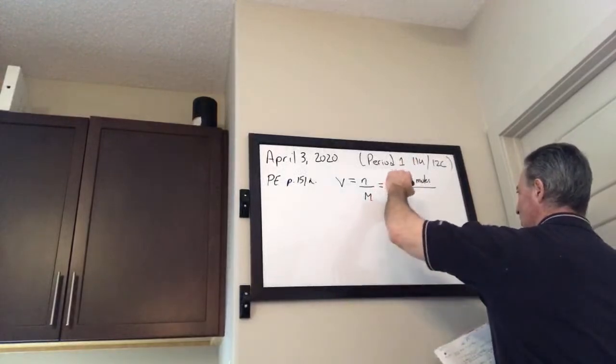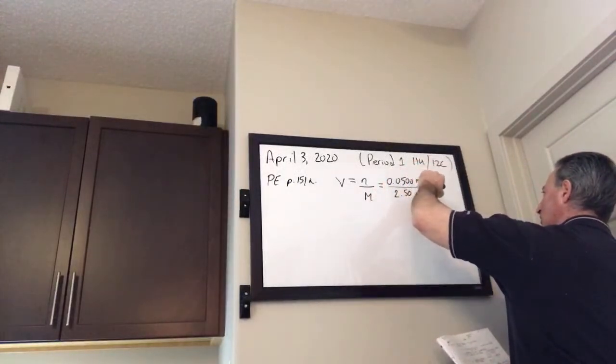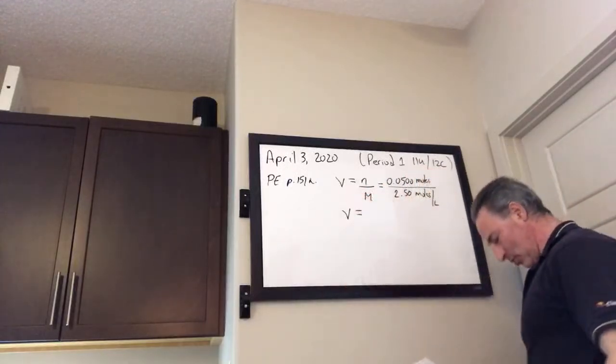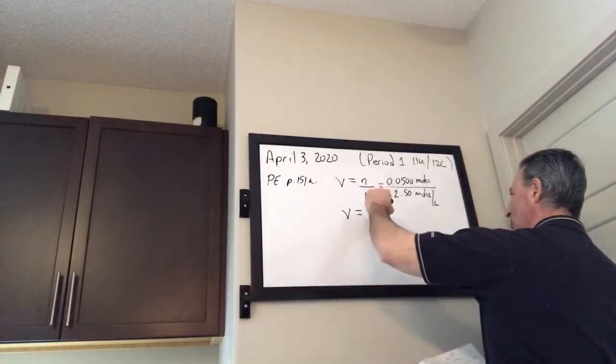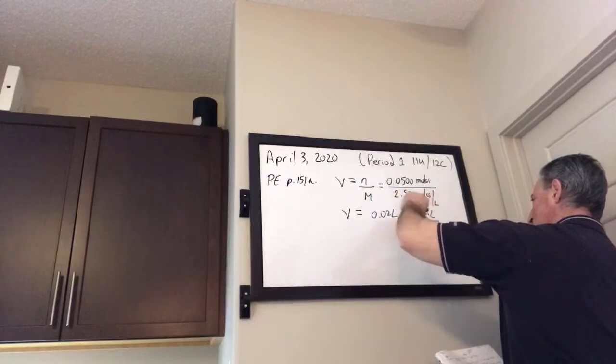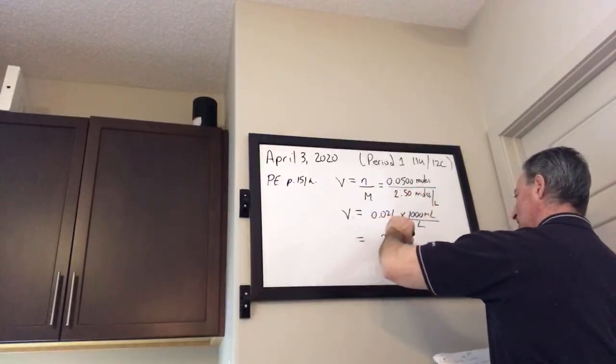And the stock solution has a concentration of 2.5 moles per liter. All right, so the volume you're going to need to get you that amount of moles is 0.02 liters. We'll multiply that by 1,000 milliliters per liter, so you get 20 milliliters as your final answer.